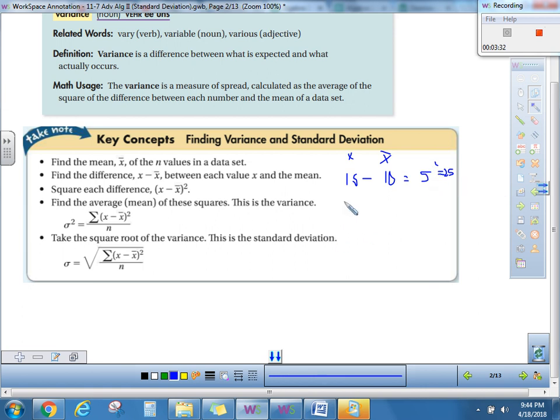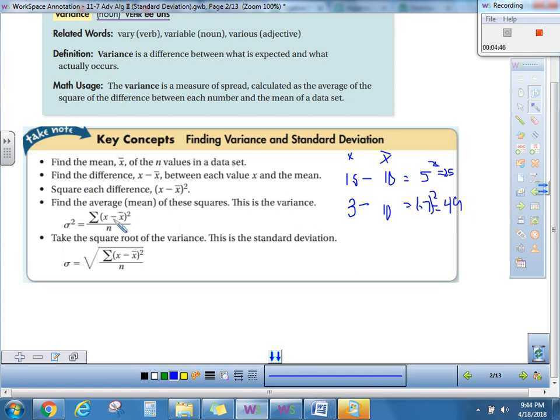Let's say the next one, maybe we did, I don't know, 3 minus 10. 10 is always the same. That's our average, our mean, our x bar. That's not changing. Each of the data values is different. So 3 minus 10 gives us a negative 7. And then we're going to square that, and we get 49. Your squares are always going to be positive because we're squaring the whole number, including the negative sign. So 49, and we're going to add up 25 plus 49.